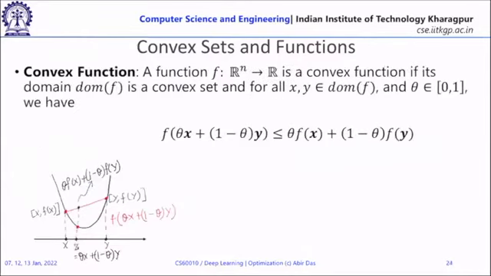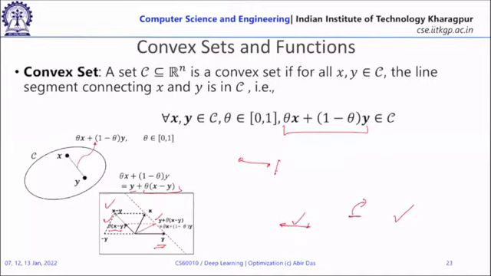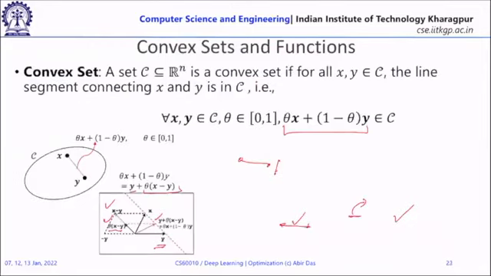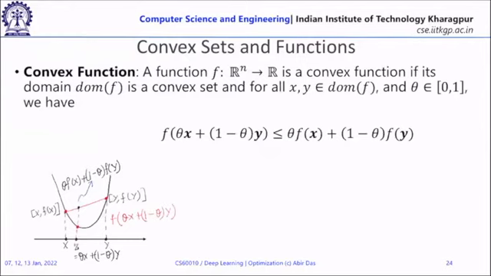Now, we have seen here that the convex optimization problem has not only convex set, but convex function. So what is a convex function? Let us see. Okay, so convex function's definition is a function f coming from Rn to R is a convex function if its domain, first of all, that is this, whatever is the domain, is a convex set.